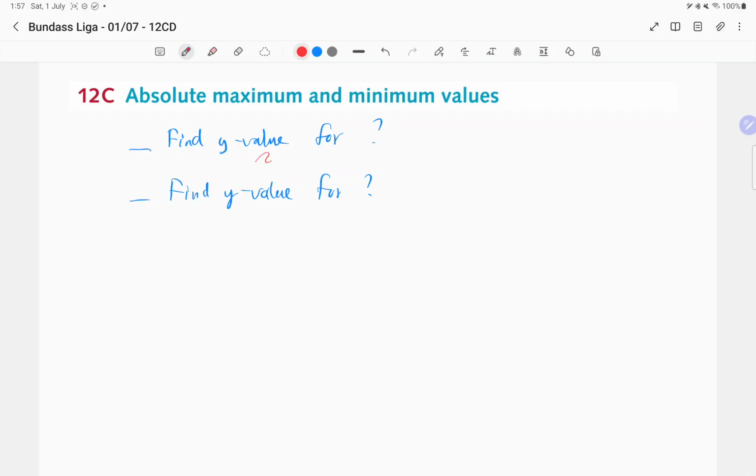So the first thing you need to find is the y values for all turning points or stationary points. Sometimes it's not exactly turning points, so call it stationary points, and I'll use the short form SP from now. You can't use that; you have to write stationary point in the exam. And then the second one, you probably don't remember: find y values for the start and end points. Now, what do we mean by start and end points?